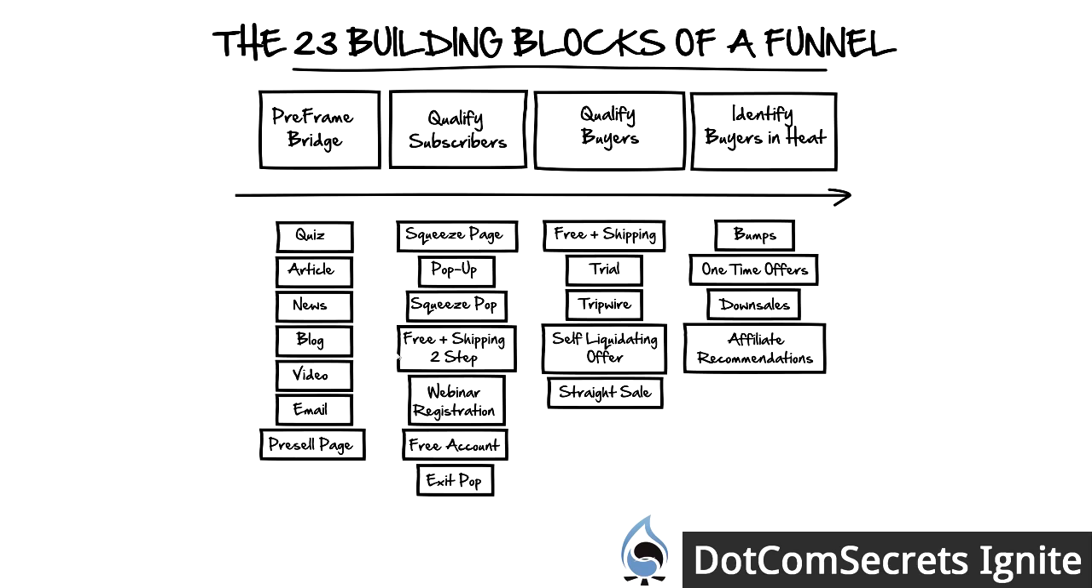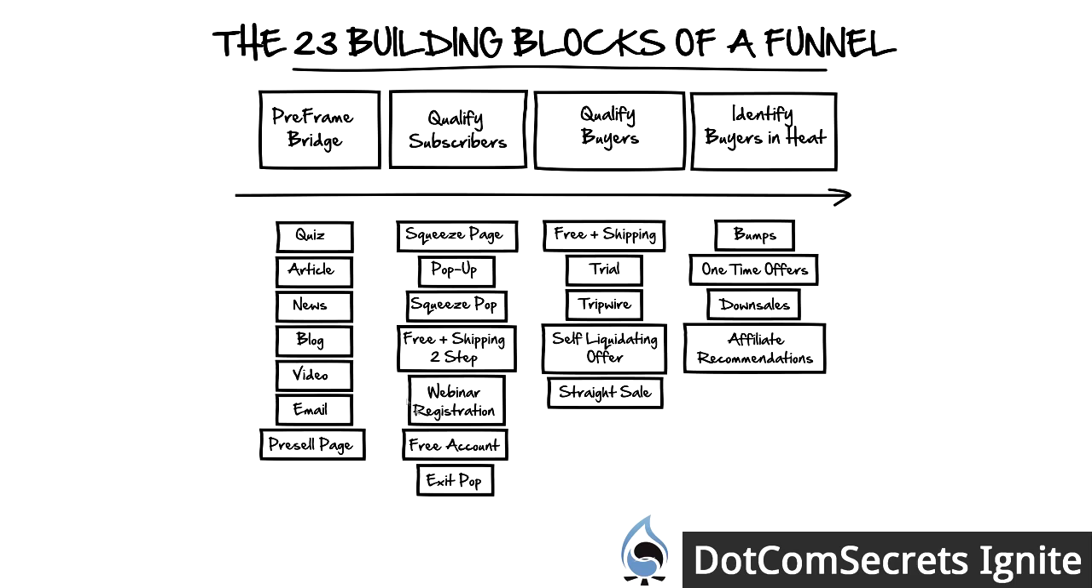Okay, a free plus shipping. Some of you guys have seen our free DotComSecrets Labs book. We have a free plus shipping where step number 1, you give me your shipping address and your email, and step number 2, we bill you. But when they fill out step number 1, they're added to my list. So I use a 2-step free plus shipping process to qualify my subscribers.